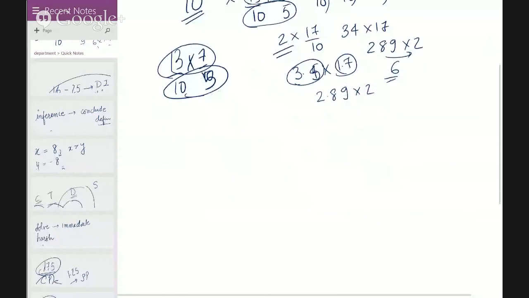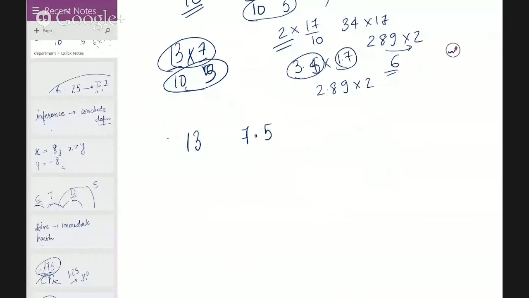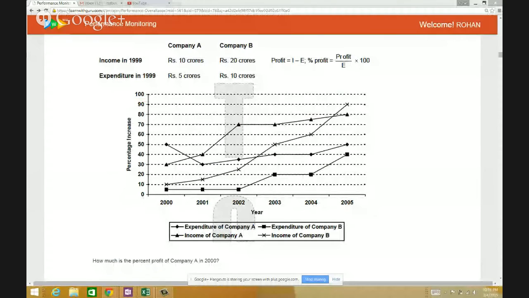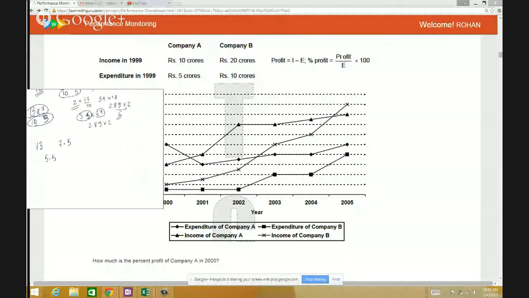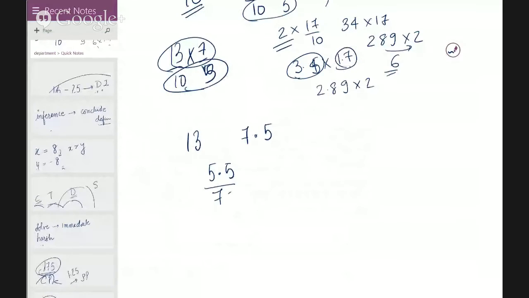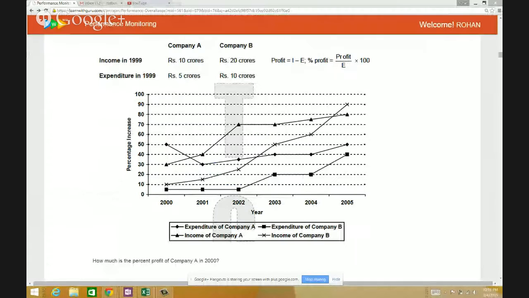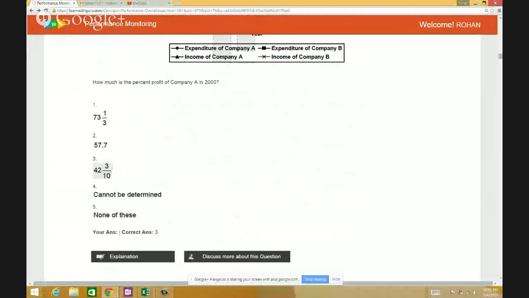So 13 crores is the income. Expenses 7.5. So your profit is 5.5. Okay. What do you want? Profit percent. Profit percent is profit upon expenditure into 100. What is the expenditure? 7.5. So it's going to be 55 by 75, so 11 by 15 precisely. 11 by 15 is around, let's say, 10 by 15. You can do that. So 2 by 3. 2 by 3 is somewhere around 66%. Slightly less than 66%.